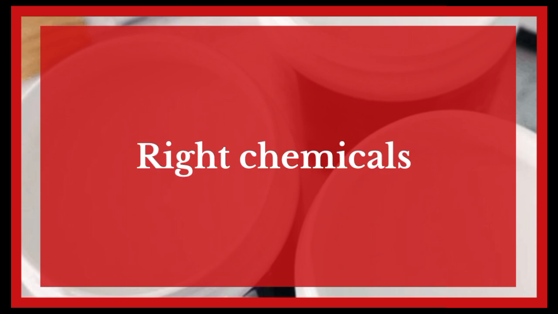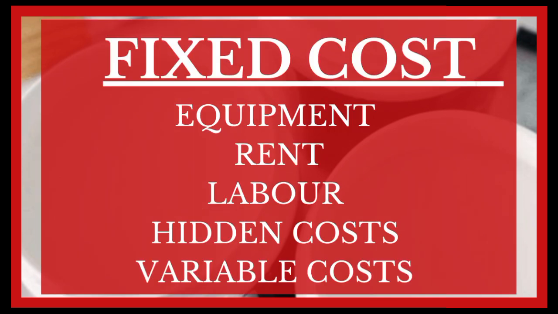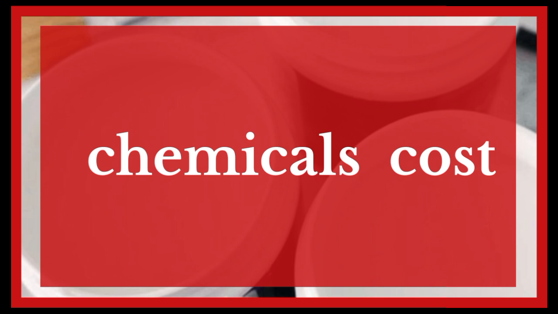So now, our normal market formula is 40,788 naira. Remember, our overhead cost is 5,500 naira. We all know what overhead cost is. You understand? Overhead cost is your bucket, your equipment, your rent, your labor, your hidden cost, and your variable cost, which is your transportation. You understand? It's separate from our chemical cost.